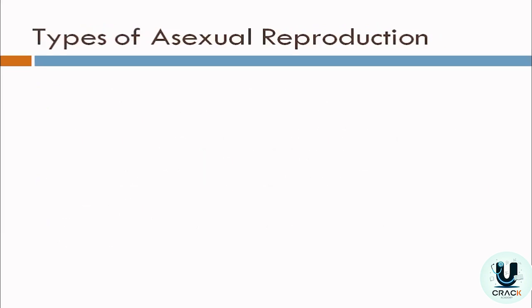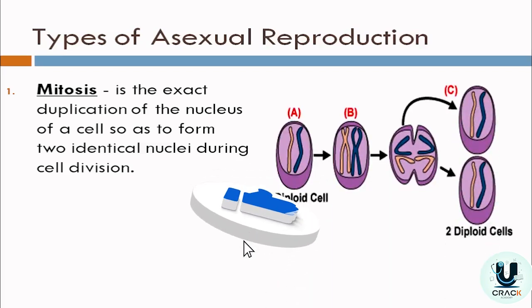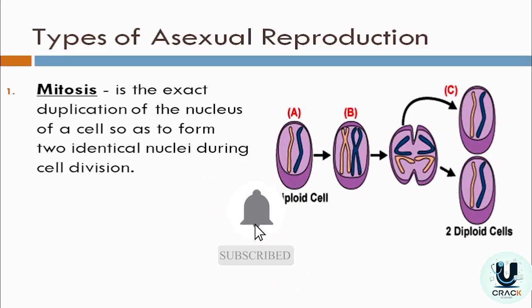Types of asexual reproduction. First one, mitosis, is the exact duplication of the cell so as to form two identical nuclei during cell division. Look at picture A: the first one shows diploid cells. Look at the cell inside; it doubles and then creates a new cell. Look at the third one: it is divided into two diploid cells.